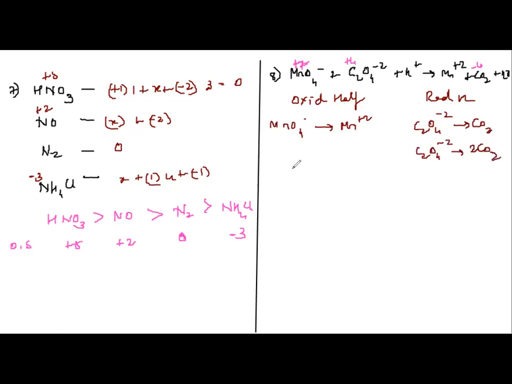Now to balance oxygen, write H2O molecules on the other side. Right? Okay. So C2O4 minus 2. Here there are 4 oxygen atoms, here also there are 4 oxygen atoms. So I need not balance. Here MnO4 minus gives Mn plus 2 plus how many oxygens? 4. Therefore I write 4 H2O. To balance hydrogens, I will write how many H plus here? I will write 8 H plus. Correct? Yes.